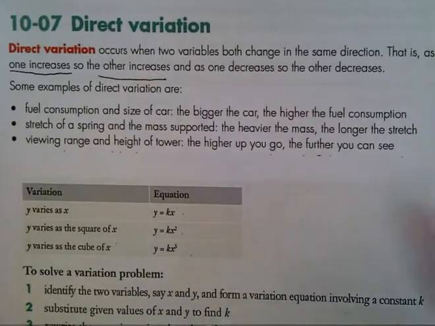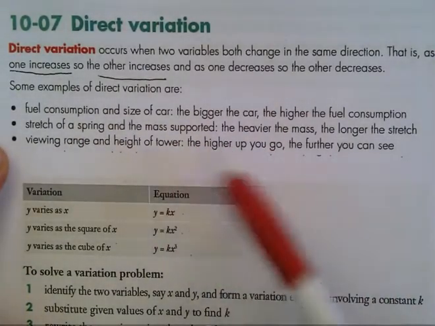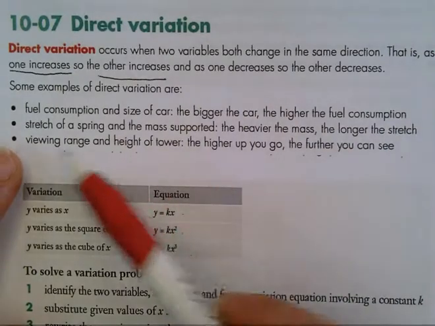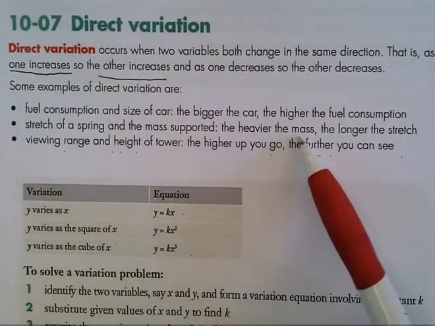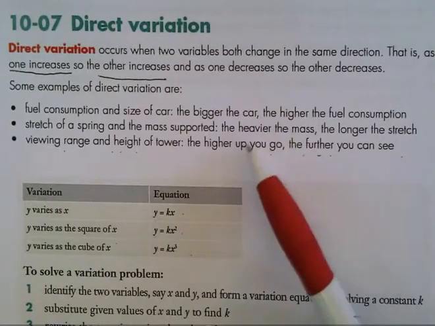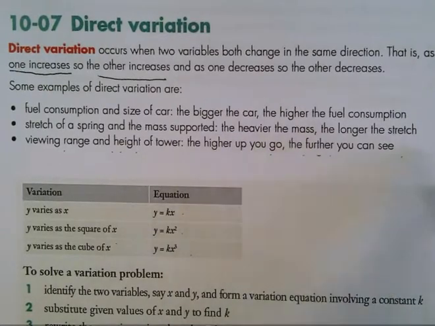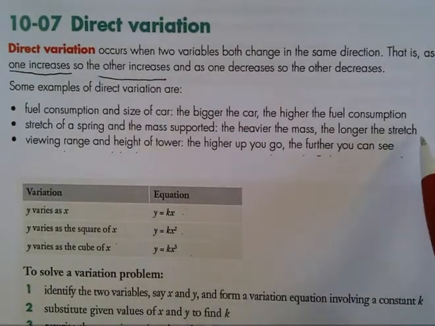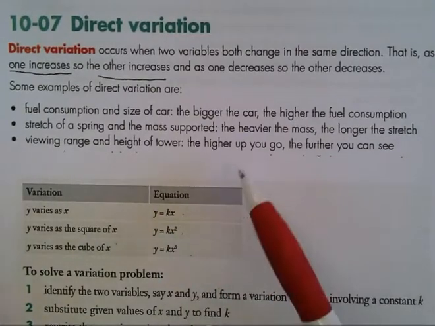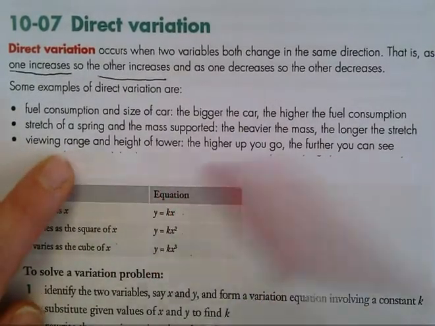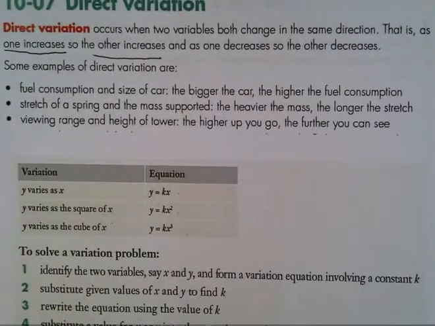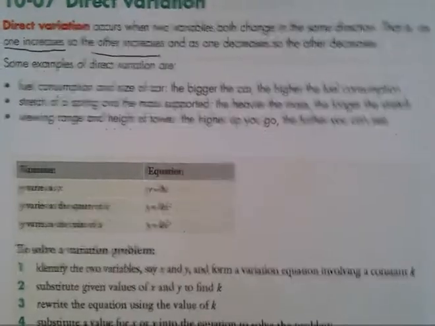We've just got some examples here of direct variation. Okay, so the bigger the car, the more fuel you use. If you've got a mass on the end of a spring, the heavier the mass, the longer the spring will stretch. And this one, viewing range and height of tower: the further you go up a building or a tower, the further you can see.